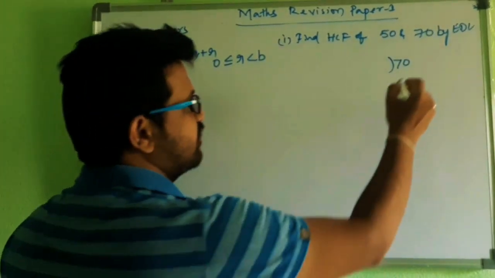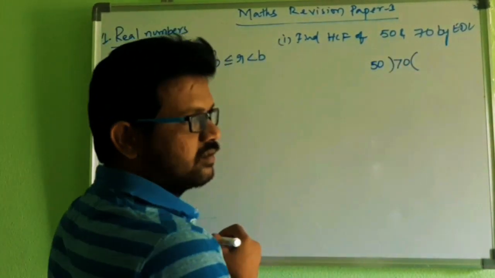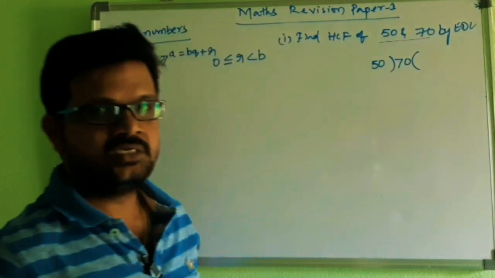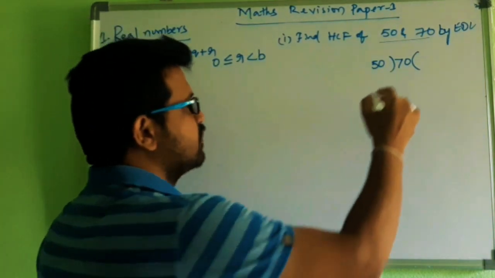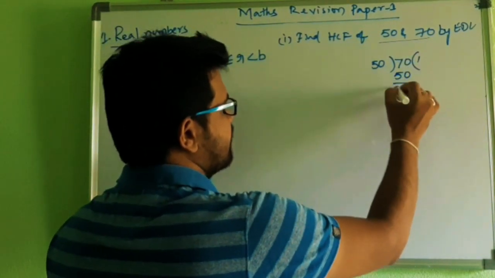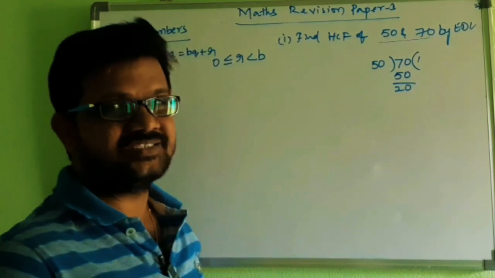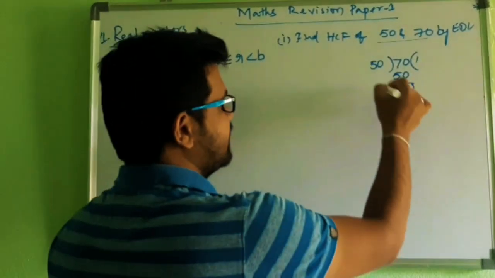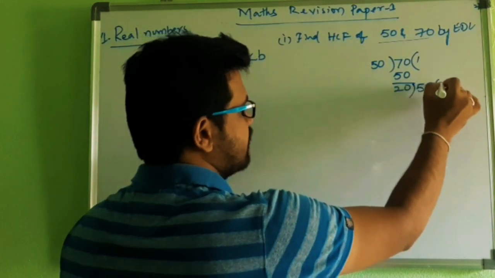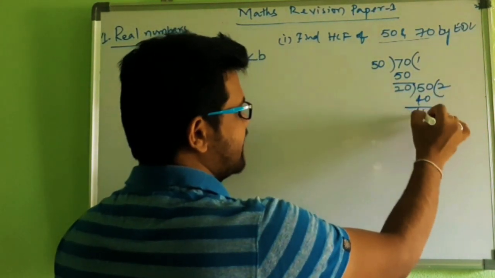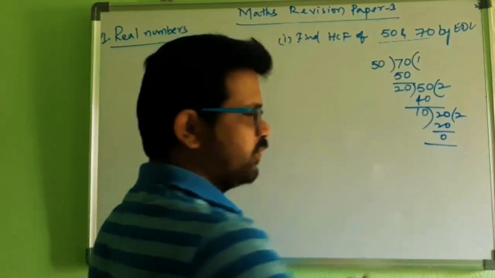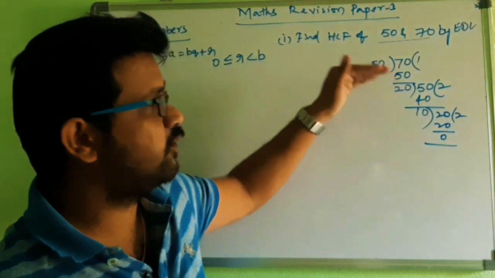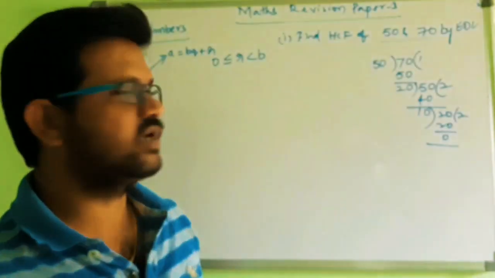Whatever the given two integers, the larger number should be divided by the smaller one, that is 70 divided by 50. 50 ones are 50 and the remainder is 20. The remainder is not 0, so we have to proceed further. Take this divisor here: 20 twos are 40, remainder is 10. Again the remainder is not 0, so proceed further: with divisor 10, 10 twos are 20, remainder is 0. We have to stop here. You have to show this also in your answer sheet. Don't do it in rough for this one.